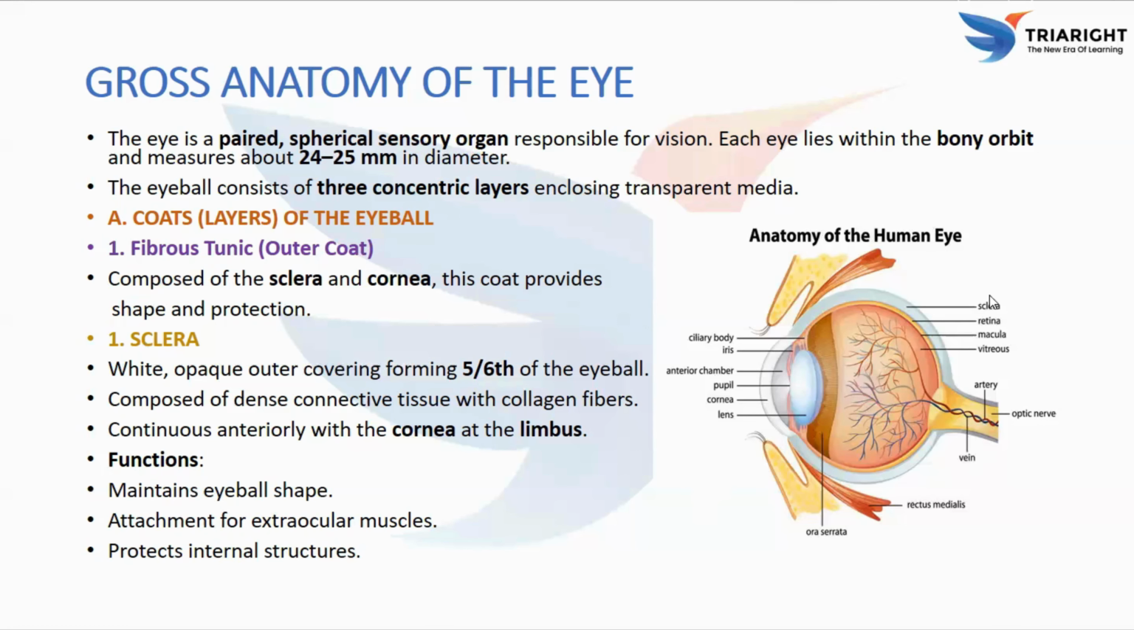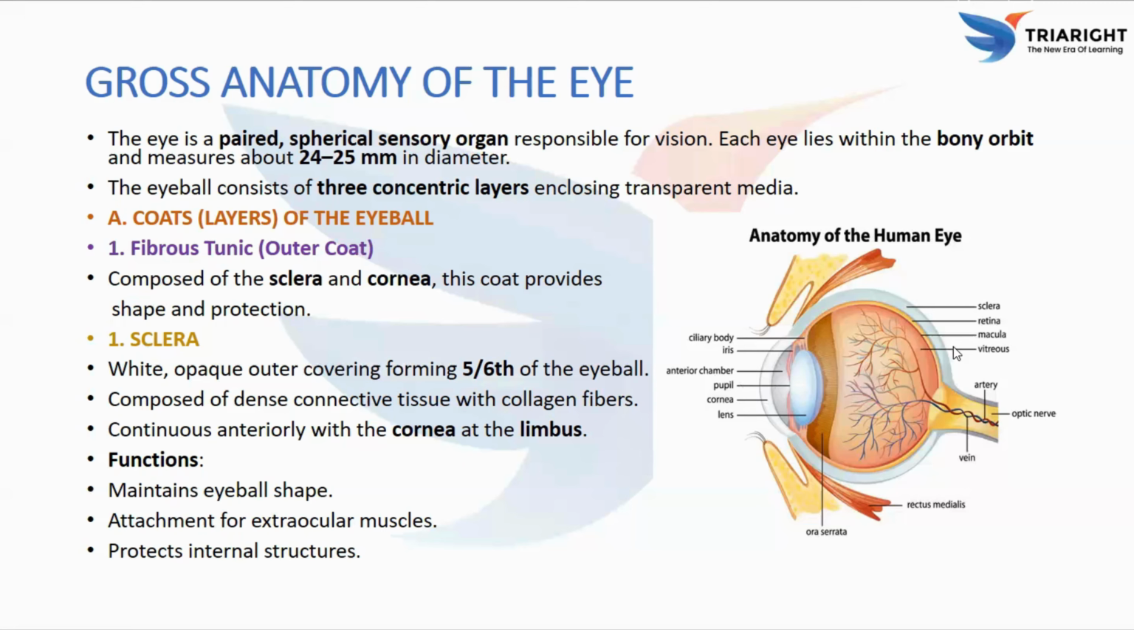So here in this slide, you can clearly see the picture of anatomy of the human eye. So this labeled diagram, it shows the important eye structures. Here you can see the cornea, which is a transparent front part. Anterior chamber, it is a space filled with aqueous humor. Iris, which is a colored part. And pupil, it's a central opening of the eye. So lens, this helps to focus the light.